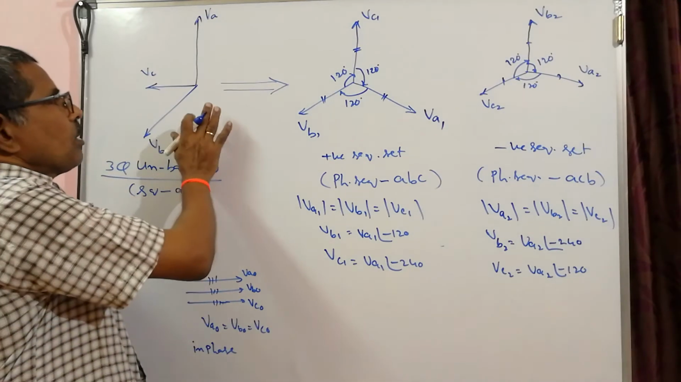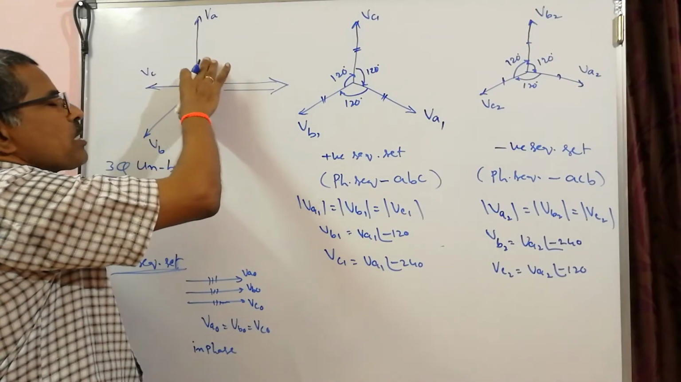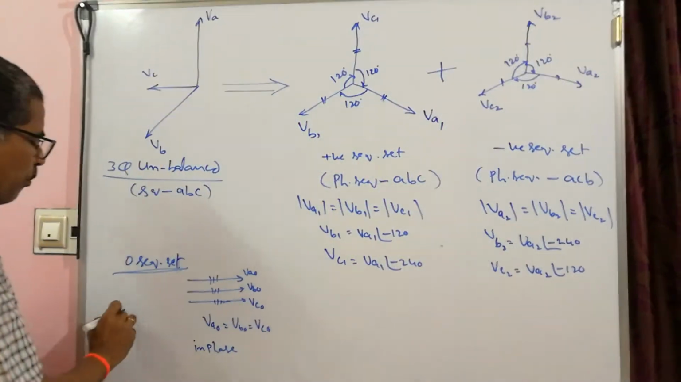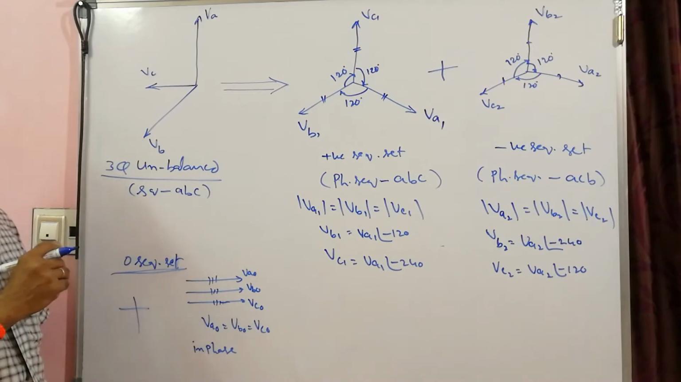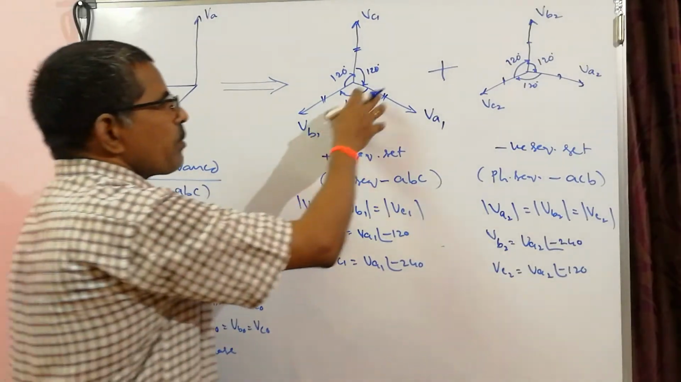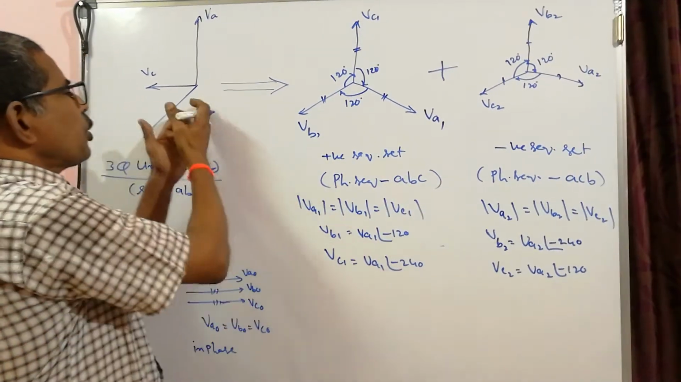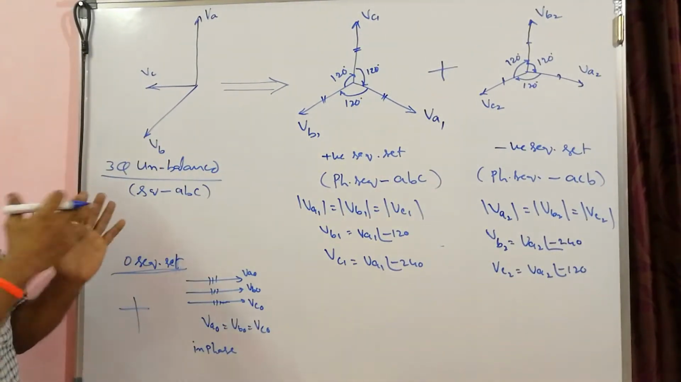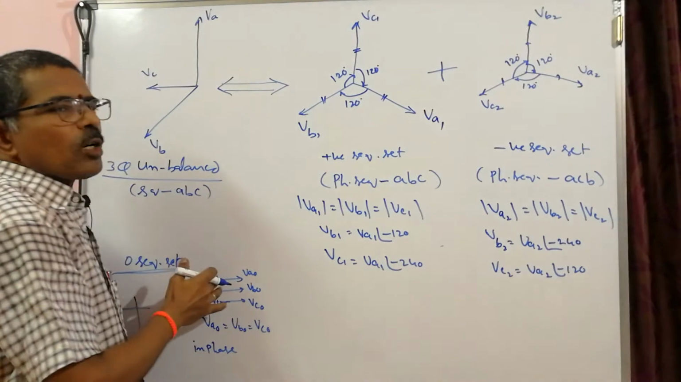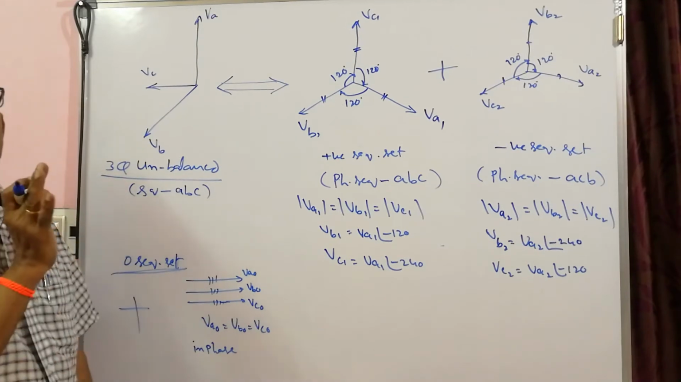Now, as per Fortescue's theorem or symmetrical components theory, this unbalanced three phase system can be resolved into positive sequence plus negative sequence plus zero sequence. If you add up all these components, this is a balanced set, this is a balanced set, this is a balanced set, and if you superimpose all this, you get the original unbalanced system, and vice versa. It is also possible. You can resolve an unbalanced system into symmetrical components, or if you combine symmetrical components, you get the original unbalanced system. Okay.